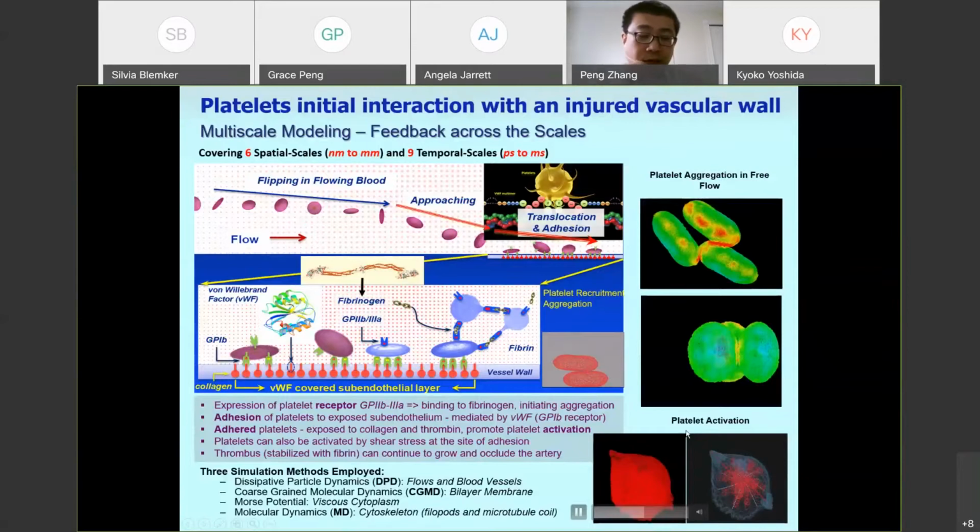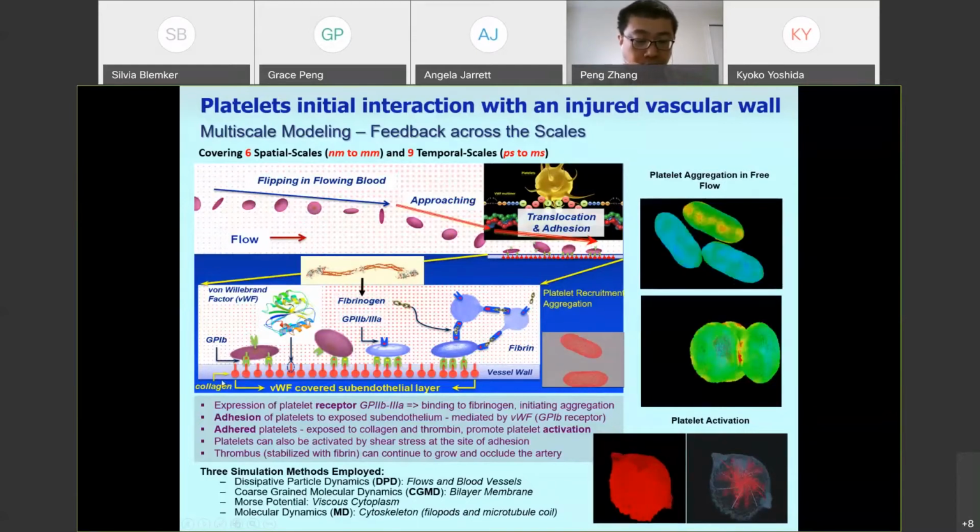In this process, we start with the platelet flipping in the free flows, and the platelets are allowed to flip and deform, responding to the applied dynamic shear stresses on the platelet membrane. Also, we have modeled the GP2B3A receptors, which can bind to fibrinogen. So the simulated dynamic bonding, the GP2B3A fibrinogen bridging, will initiate and enhance the platelet aggregation under the flow conditions. And as the platelet approaches the blood vessel walls, the adhesion of the platelet to the blood vessel wall is initiated through the dynamic bonding between the GP1B receptor and the collagen.